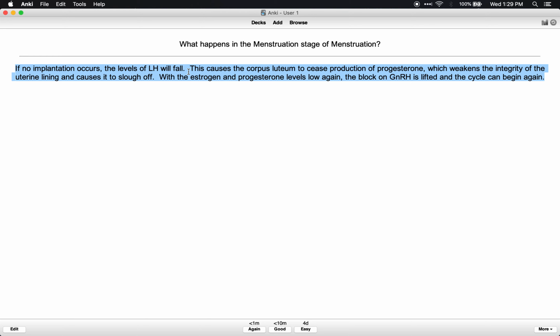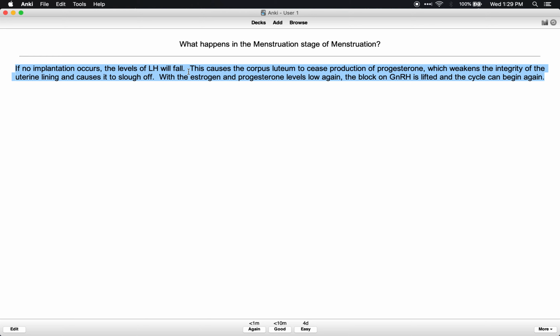If no implantation occurs, the level of LH will fall. This causes the corpus luteum to cease production of progesterone, which weakens the integrity of the uterine lining and causes it to slough off. With the estrogen and progesterone levels low again, the block on it is lifted.